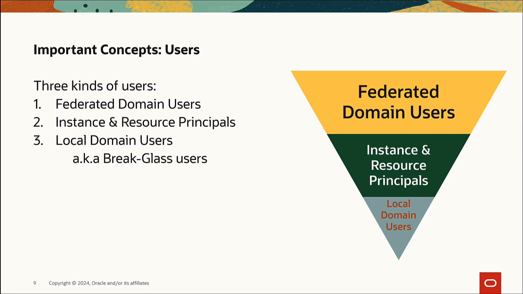And certain types of resources, like for example our functions, which is equivalent to Lambda, or serverless resources, will also have their own identities. So suffice it to mention that local domain users are persons, and then instance and resource principals are effectively something like a machine identity, for compute instances in that case, or maybe a function identity.